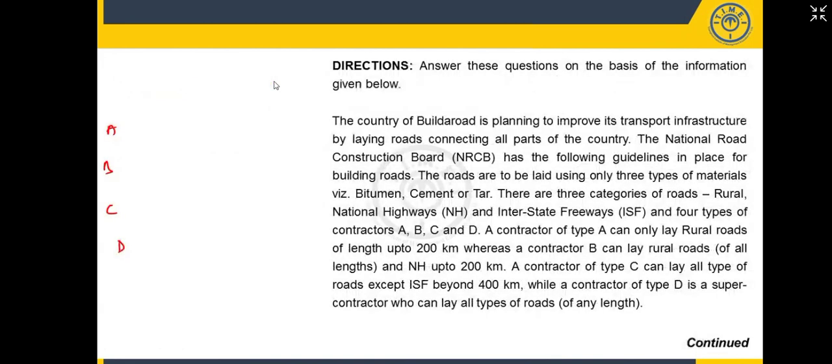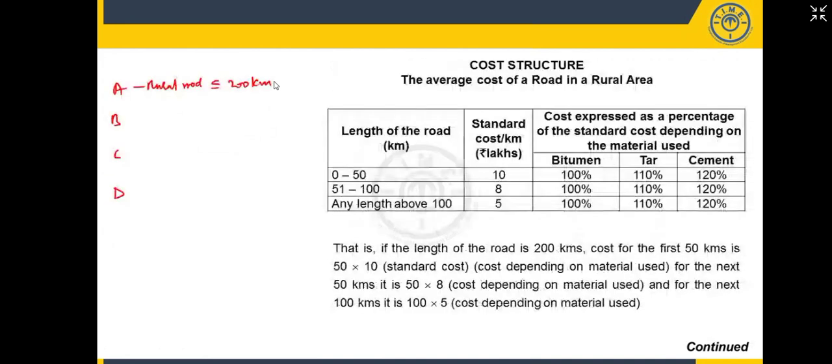The next one, contractor of type B, can lay roads of any length of rural roads and national highway. So all rural roads, this fellow can take all rural road contracts plus national highway contracts. He can take national highway contracts up to 200. Now see, all of you.